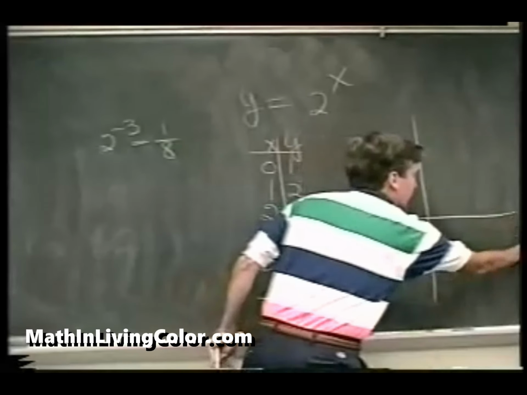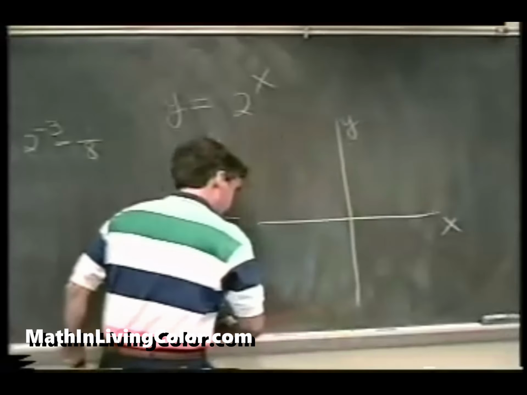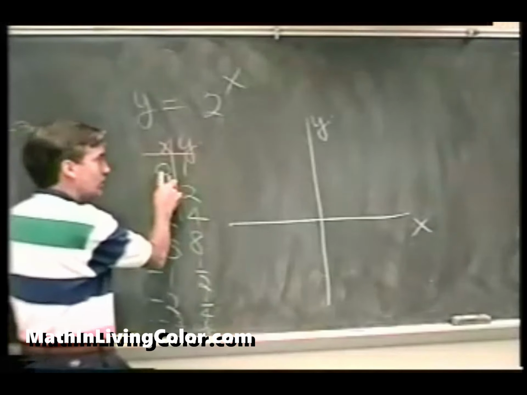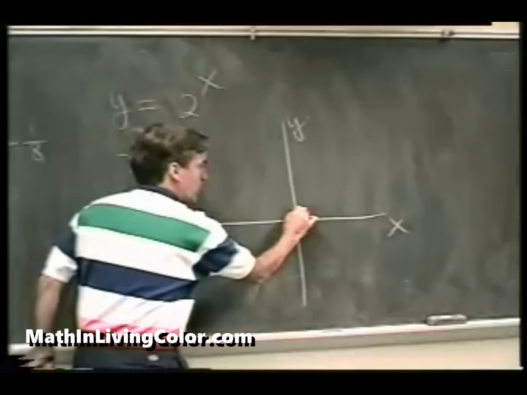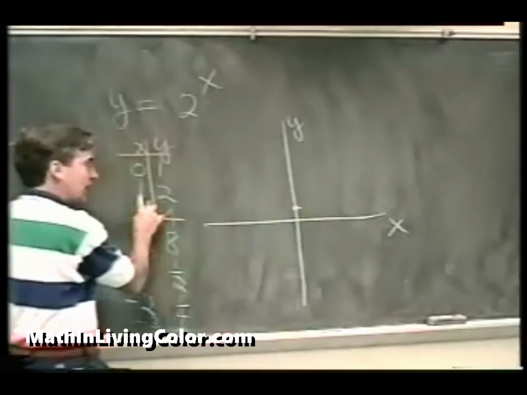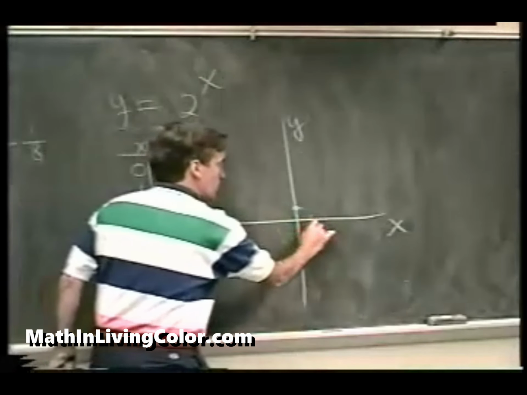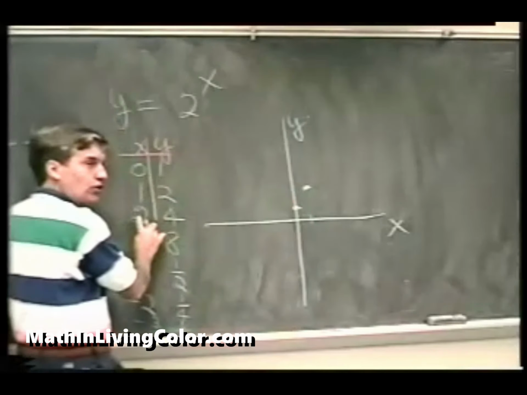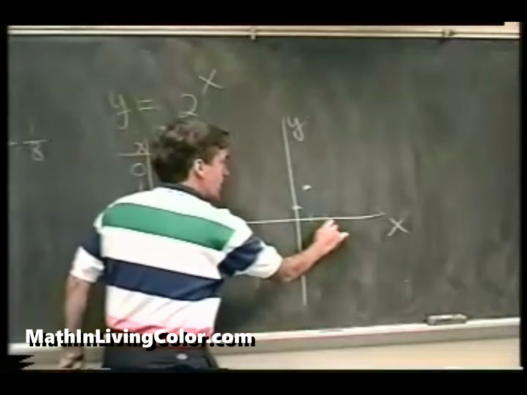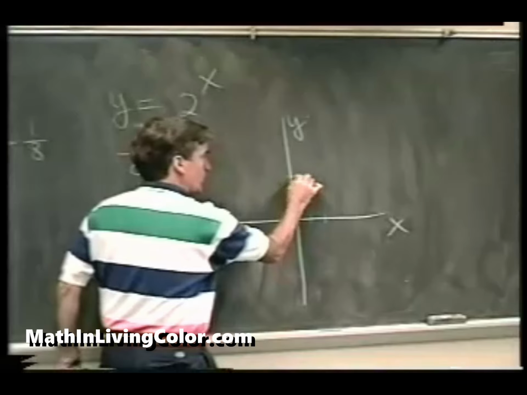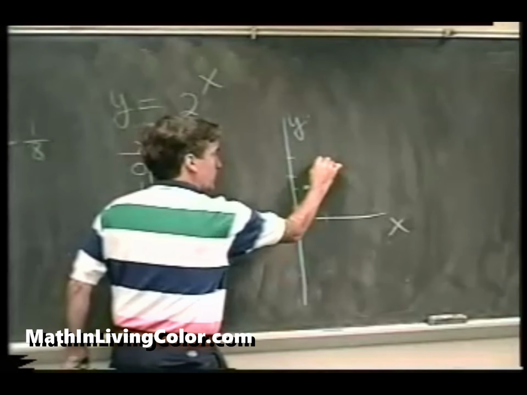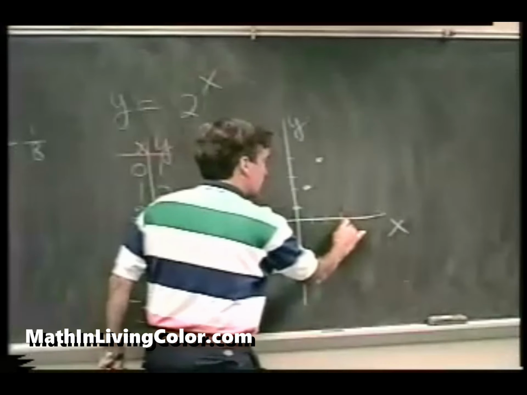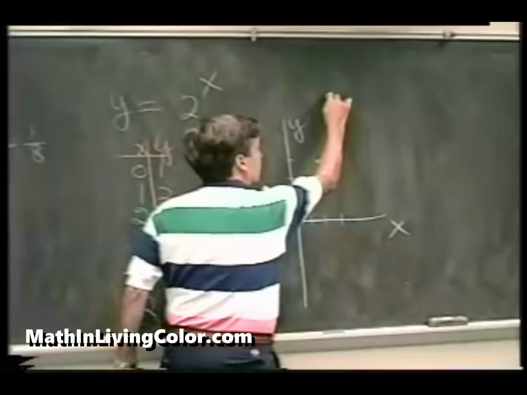Now, let's graph the points and see what we got. If x is 0, y would be what? 1. So over 0 and up 1. If x is 1, y is 2. Over 1 and up 2. If x is 2, y is going to be up 4 units. 1, 2, 3, 4. If x is 3, y is up 8 units.